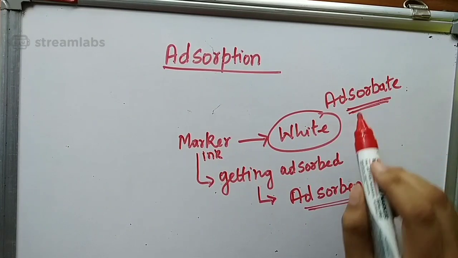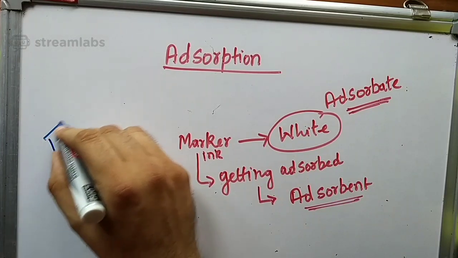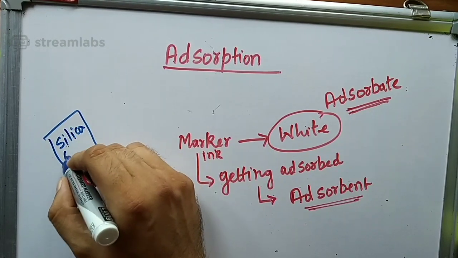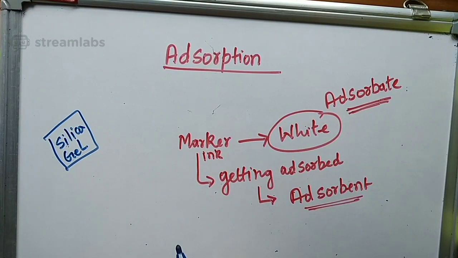Adsorbate. So you can see when any new electrical items are taken, a small packet would be present where they would write it as silica gel. So this is also an example for adsorbing substance. So you can write a lot of such examples. Now let us see what is the reason for this adsorption.